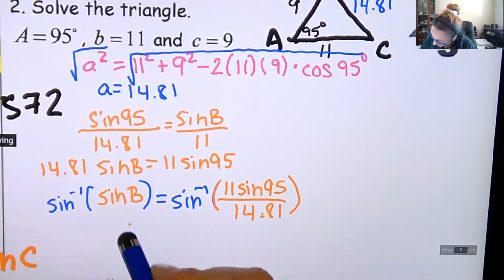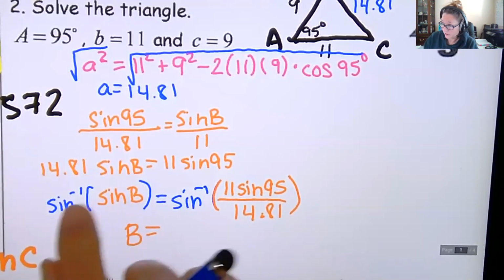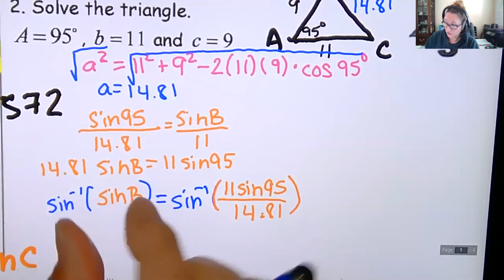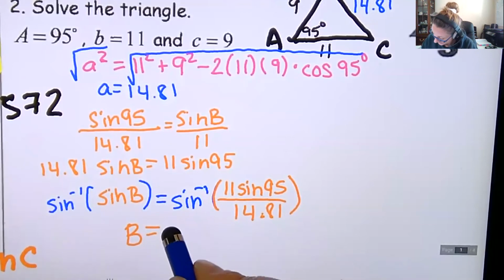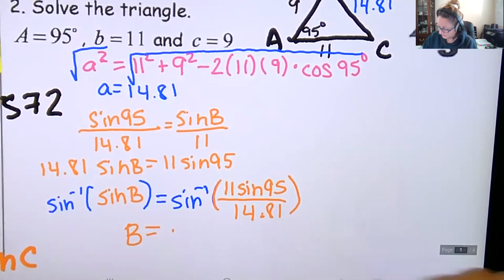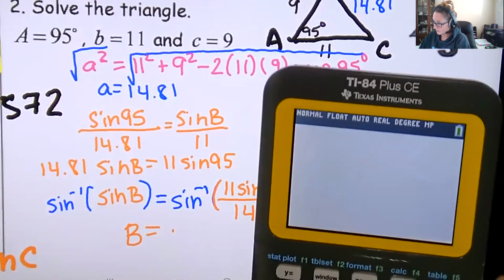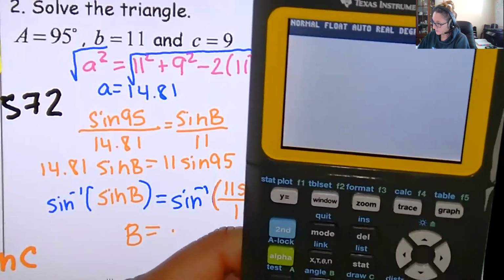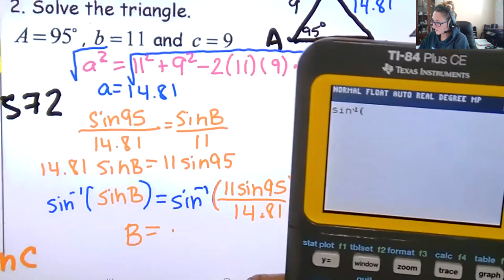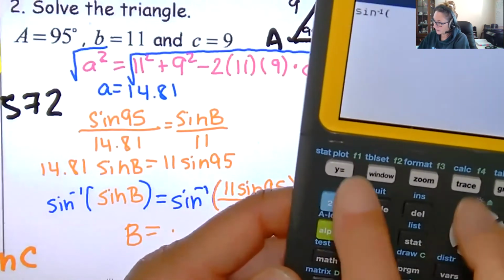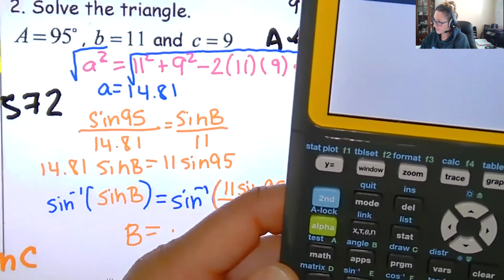Okay, so now I am going to be computing this. And so really what I'm going to end up getting is, this is B. When I take sine inverse of sine, they undo each other. I'm left with B, okay, angle B. And then I'm going to be putting this into my calculator, basically, okay? And so I'm going to do second and sine. And then I'm going to get the fraction. So I'm going to do alpha y equal, and I'm going to hit enter.